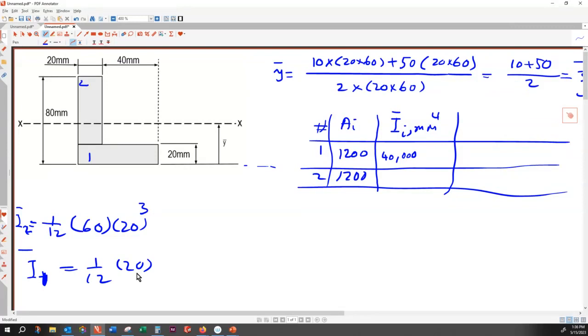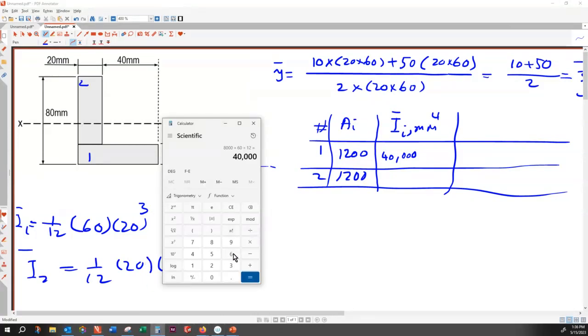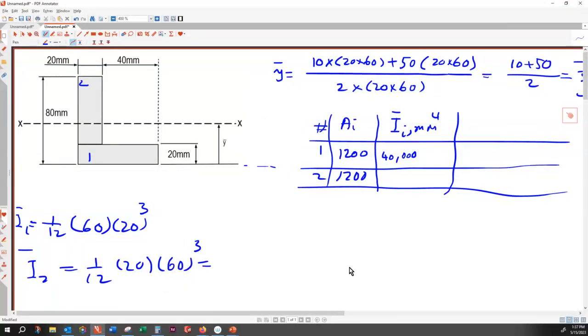For the first shape, that is different. For the first shape, B is 60, and H is 20, so 20 times 60 cubed. Yeah, that's right. That is 60 cubed multiplied by 20 and divided by 12. That is 360,000.